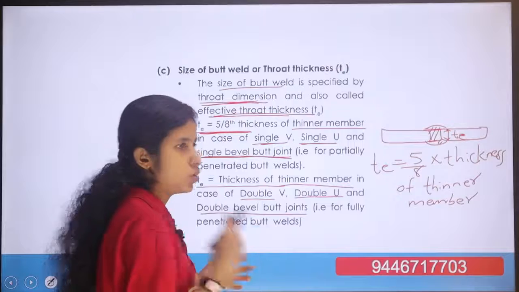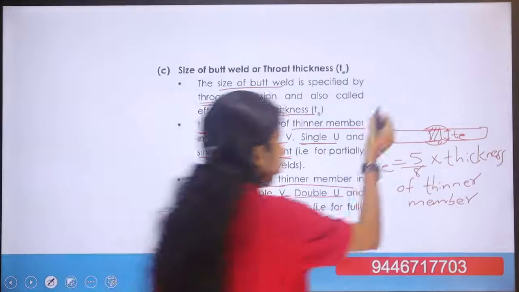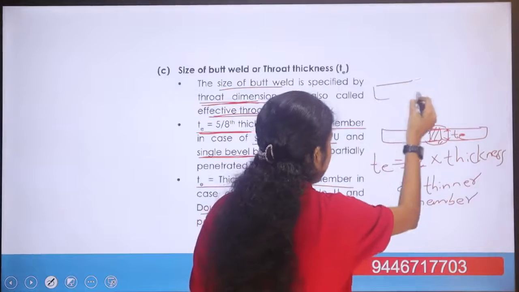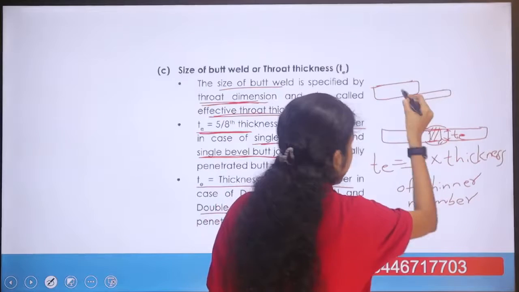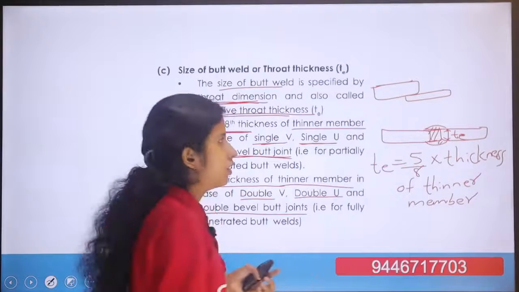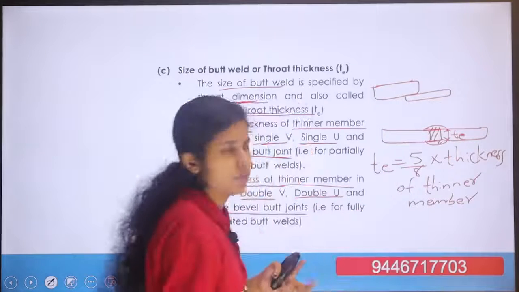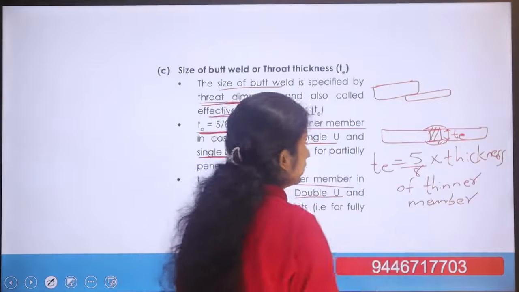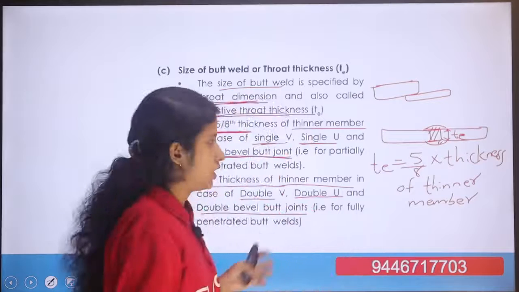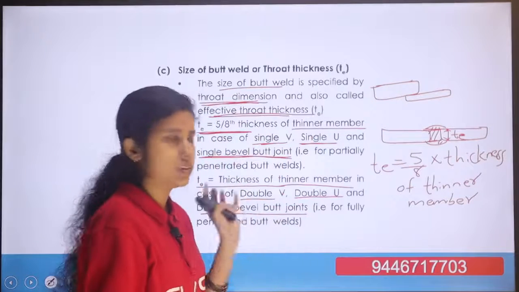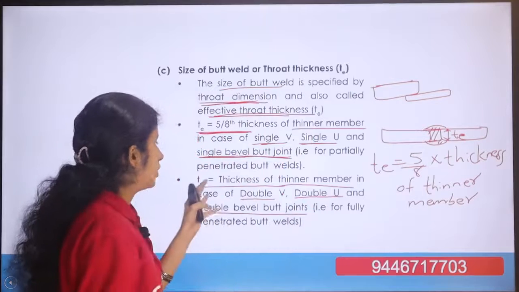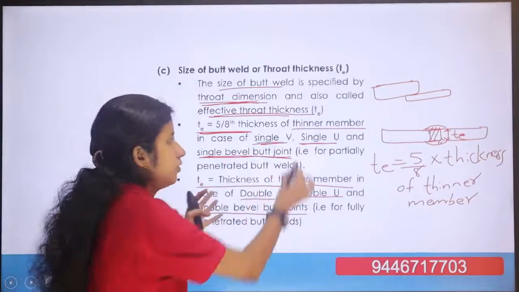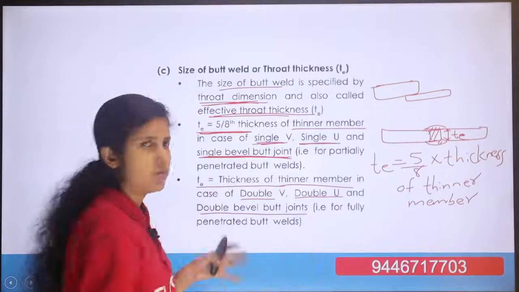If two plates are overlapped like this, with the first plate having a higher thickness and the second plate having a lower thickness, then TE is equal to 5 by 8 into the thickness of the thinner member. It is used for the single V, single U and single bevel butt joint.